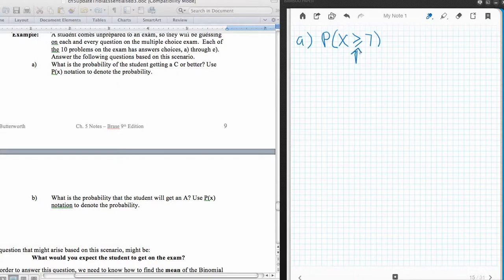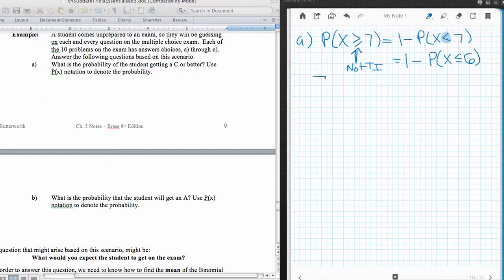But we cannot get greater than or equal to from our calculator, so not on a TI. Therefore we have to say that this is 1 minus the probability of getting less than a 7. But again, our calculator doesn't do strictly less than, right? Our calculator does less than or equal to. So we will make this 1 minus the probability that x is less than or equal to 6.